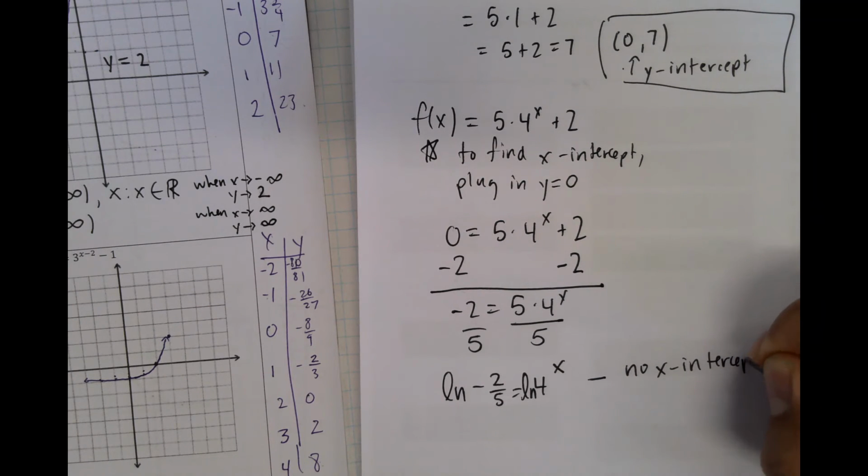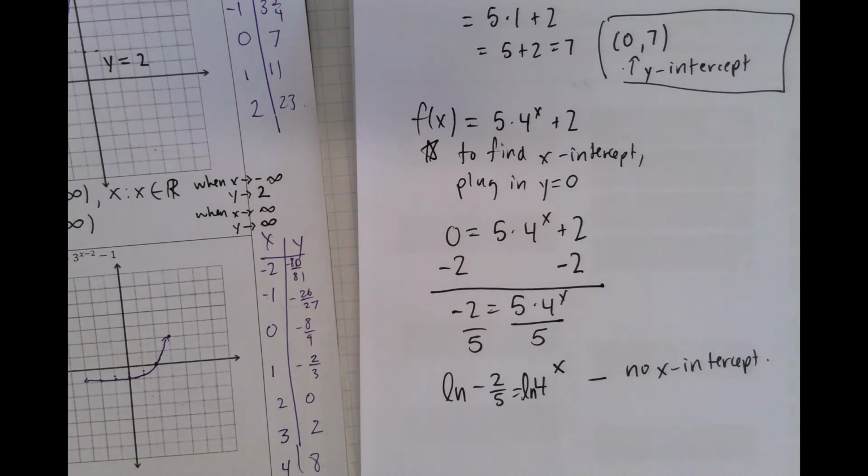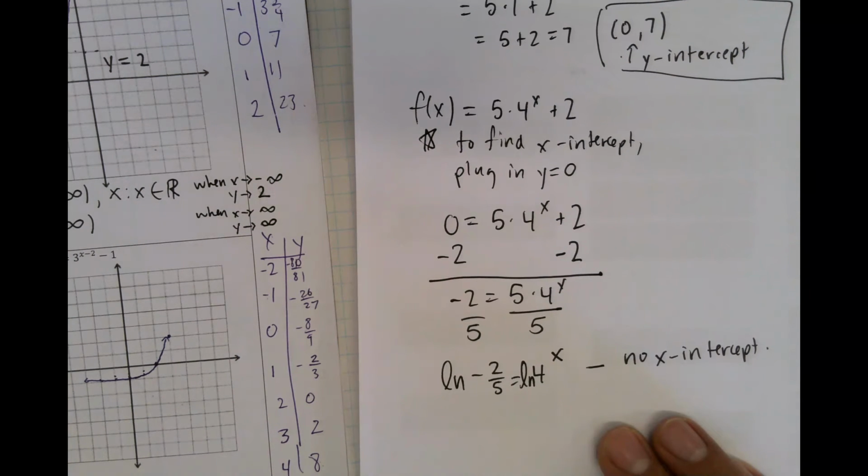So again, you could have discovered this just by looking at the graph and how you graphed it. You could have been like, oh, okay, it's approaching the asymptote. It's never going to go below the asymptote. Therefore, I know there is no x-intercept. Or algebraically, you can prove that there is no x-intercept.